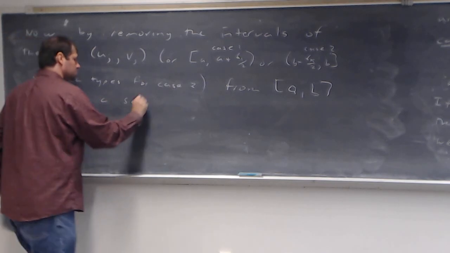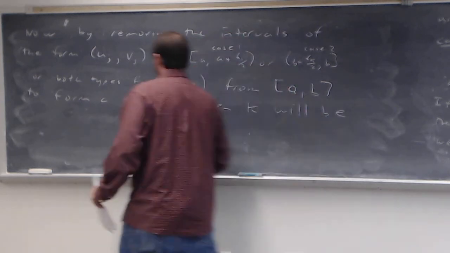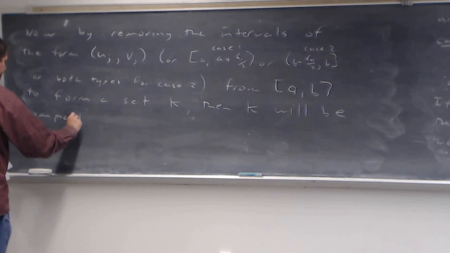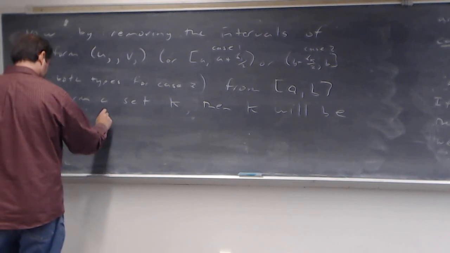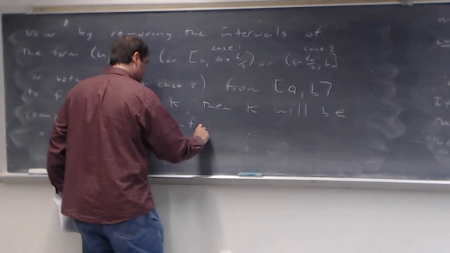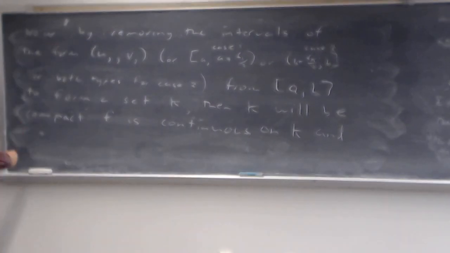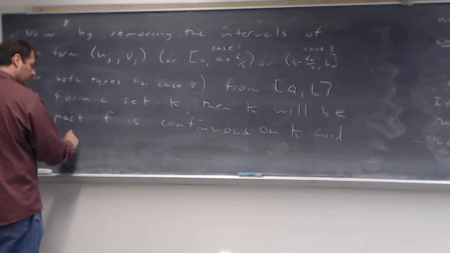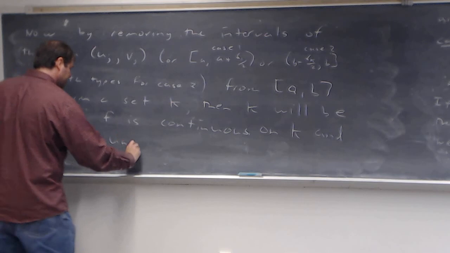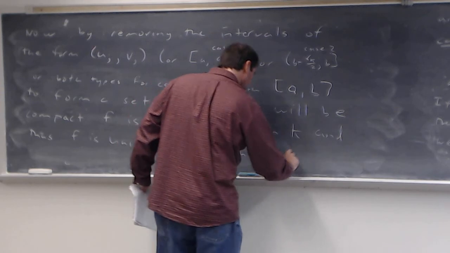Then K will be compact. And all the discontinuities of f will be removed from K. So f is continuous on K and thus, since K is compact, f is uniformly continuous on K.